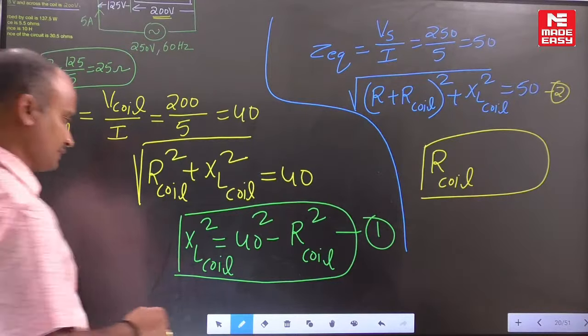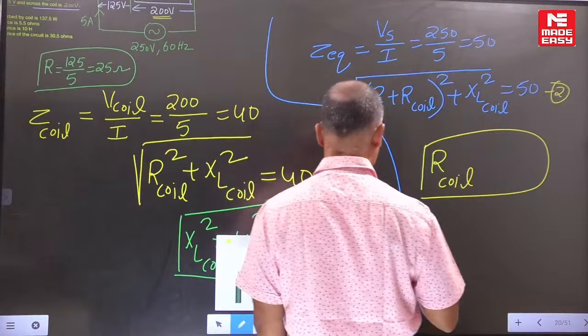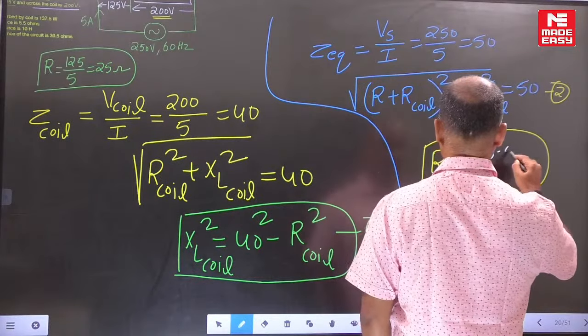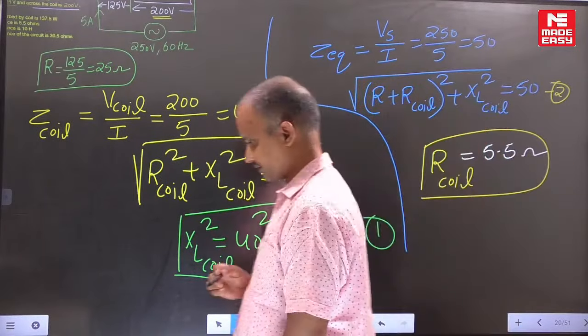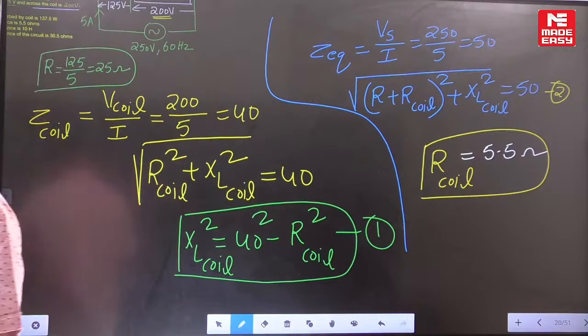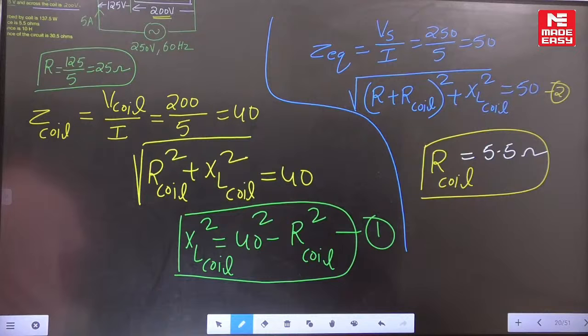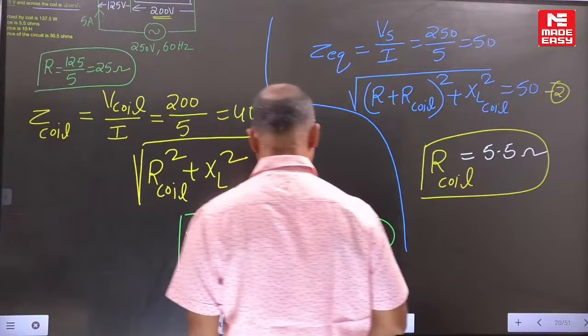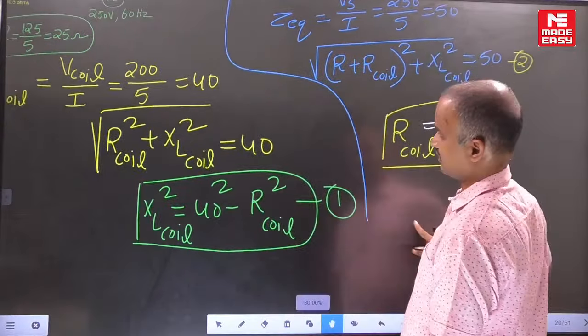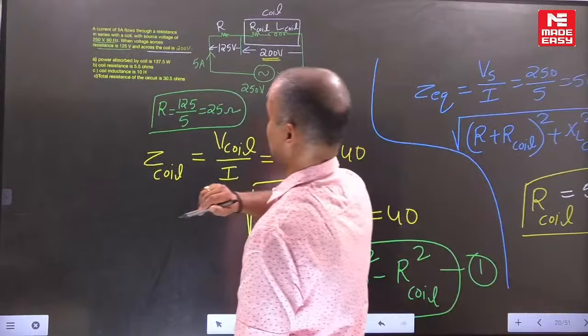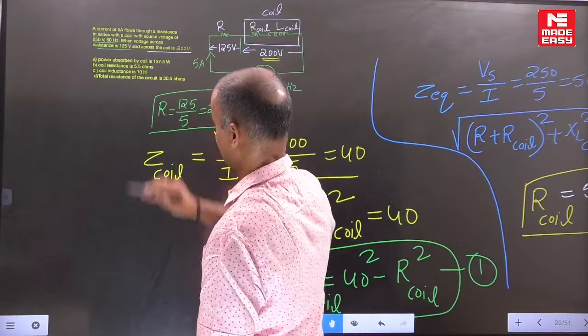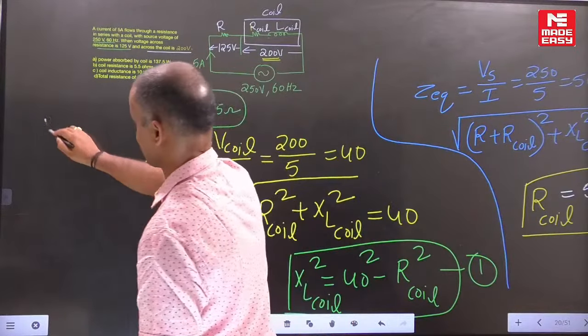Somebody is saying 5.5. Is it correct? 5.5 ohms. Very good. 5.5. Now, what is the question asking? One of the requirements is the resistance of the coil. It is 5.5. That means B is one of the correct answers.